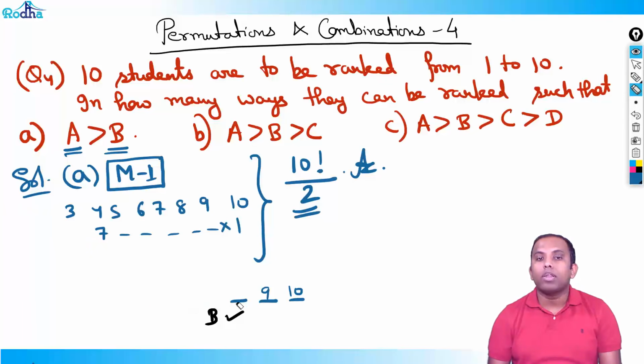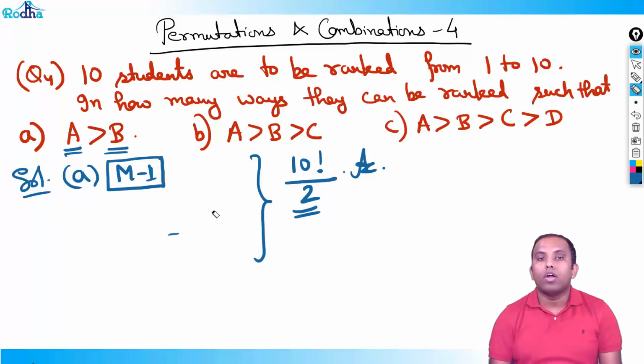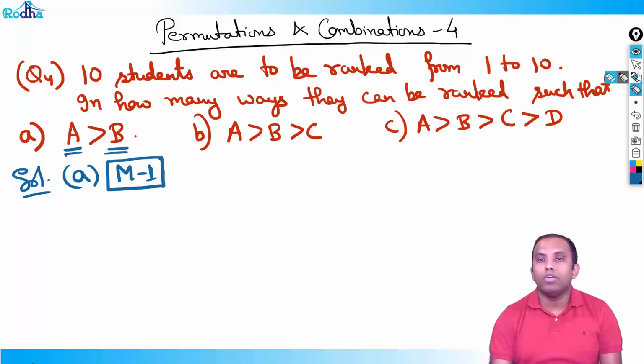In the second method, I'll use the funda of combination. We have to solve it. What is the answer? The answer is for sure 10 factorial by 2, the same as for the first method. Again a very good concept, but the answer will obviously be the same.